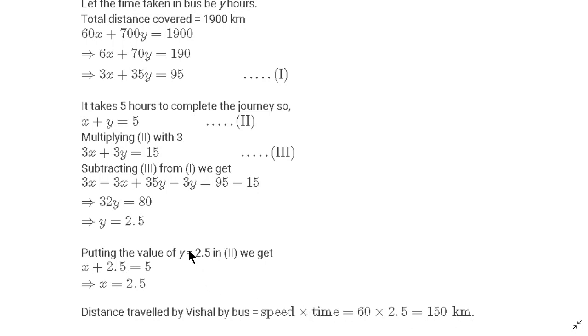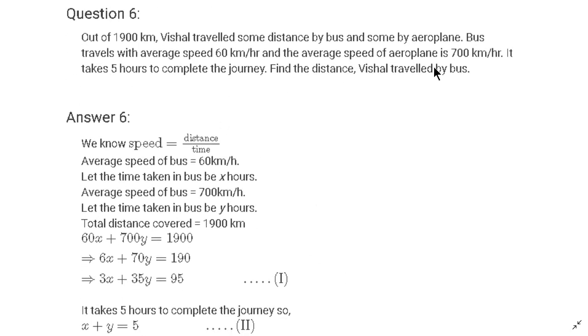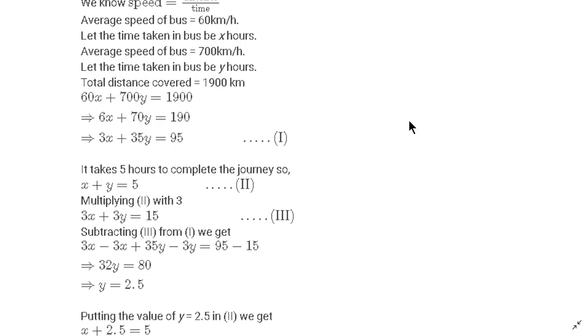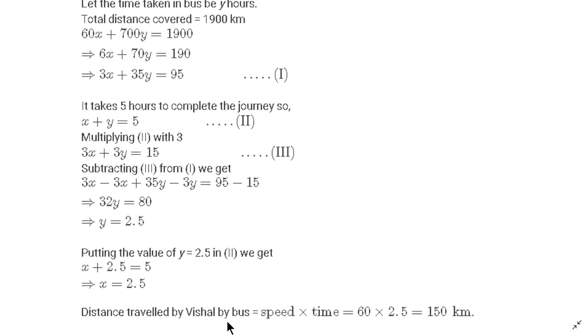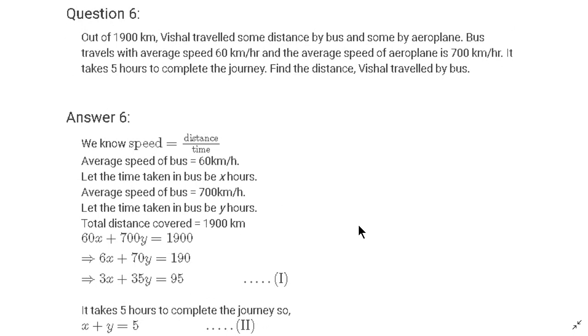We can also calculate the distance traveled by aeroplane. It is again 2.5, the value of y, into 700, replacing the 60 with 700, so that we can calculate the distance traveled by aeroplane also. So this was practice set number 1.5.